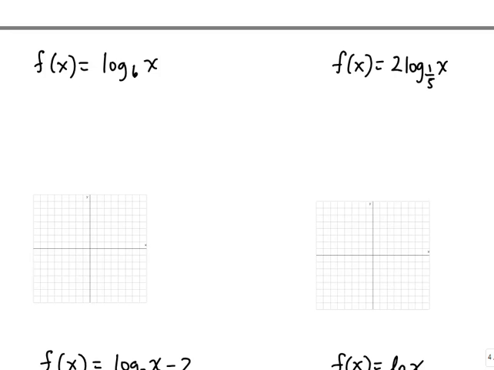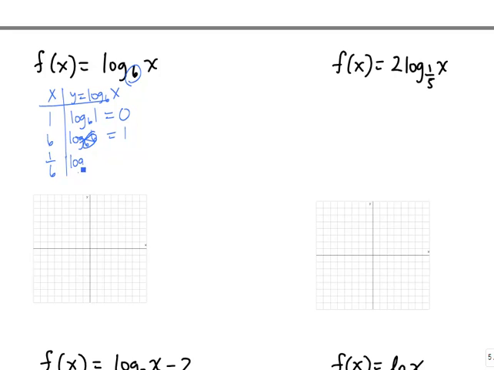If I have log base 6 of x, the first thing you want to do in your table is write down the 3 good x's that you want to use. Always use 1, always use your base, and here the base is 6, and always use 1 over the base, so 1/6. If I do 1, then this is asking for log base 6 of 1. Remember that log of 1 is always 0. If I plug in 6, log base 6 of 6, remember if these two numbers match, then they cancel out, and this goes to 1.